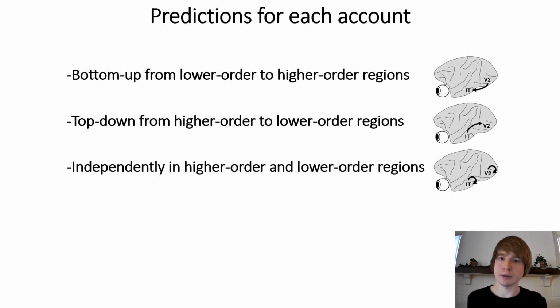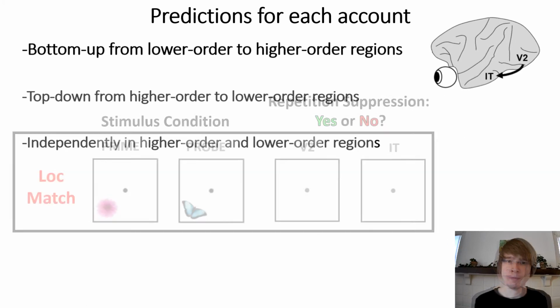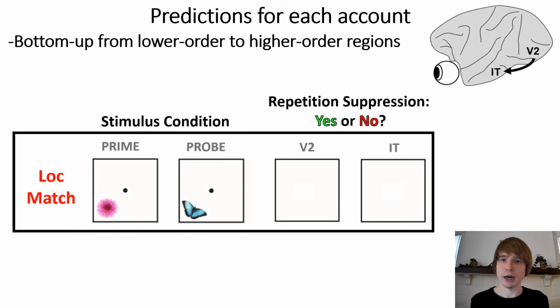Based on what we know about the response properties of IT and V2, we can revisit these 3 accounts of how suppression is generated and make predictions about the patterns of suppression we would expect to see based on each account. For a bottom-up account of suppression in IT, we would expect to see that when the identity of the stimulus changes, there is a lack of suppression in IT, as well as a lack of suppression in V2, suggesting that the stimulus specificity of suppression present in IT is inherited from lower-order regions such as V2.